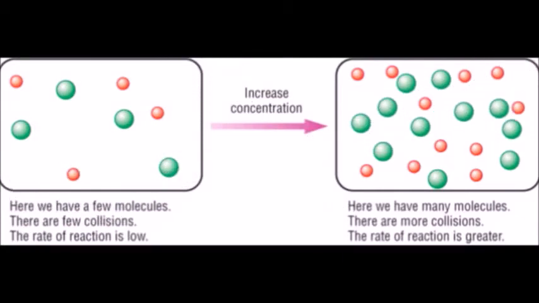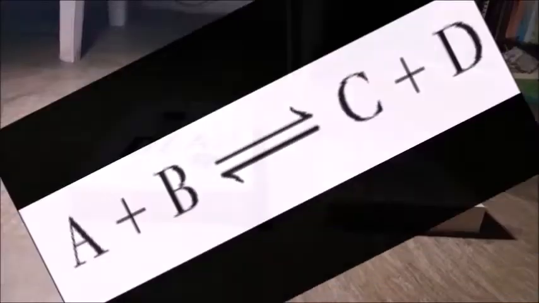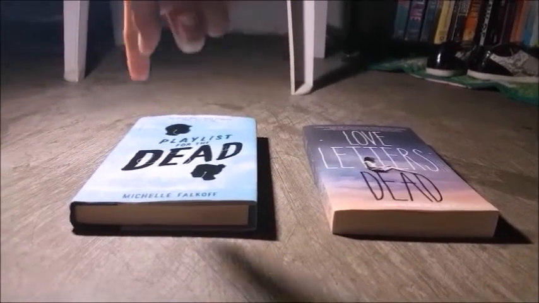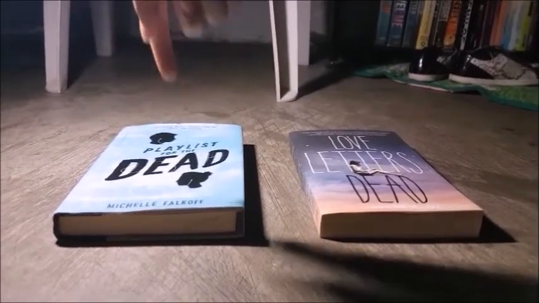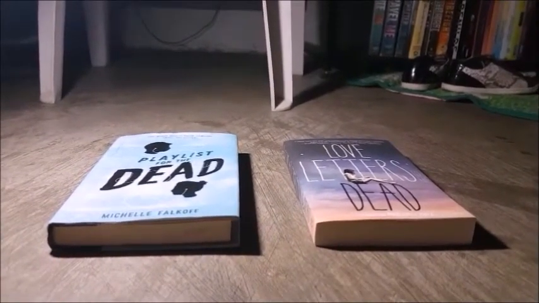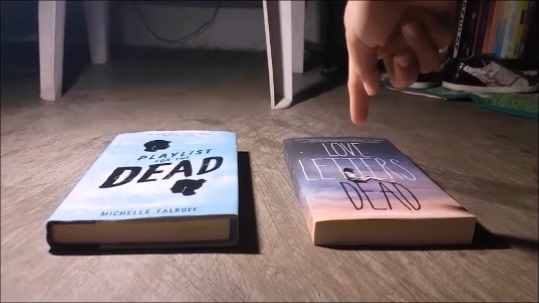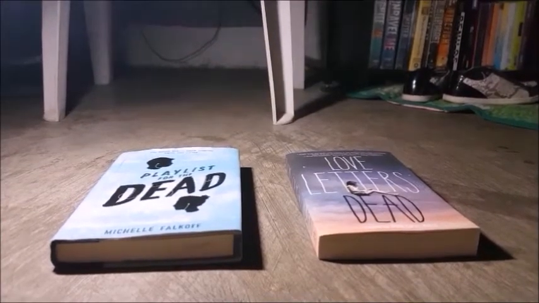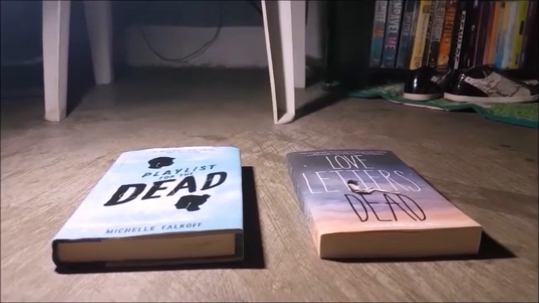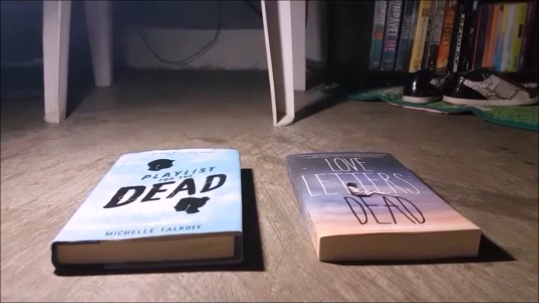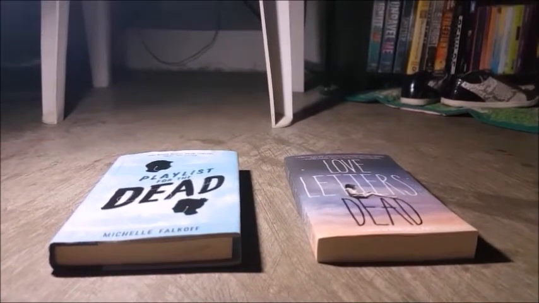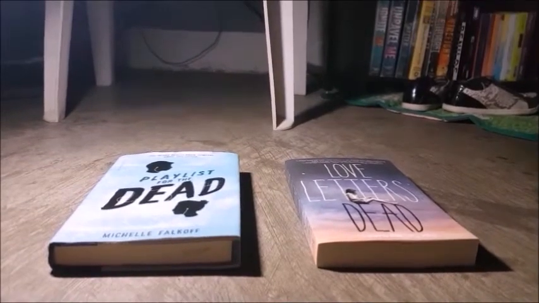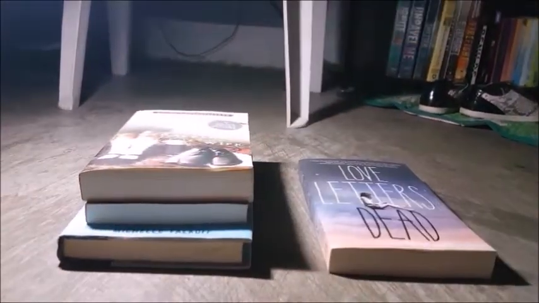Now let's discuss the three changes. Number 1. Change in concentration. So consider this equation. Based on the equation, this first book represents the reactant side, A plus B. And this second book on the other side represents the product side, C plus D. So in this case, they are in equilibrium for they have the same number of books. Their ratio is 1:1.